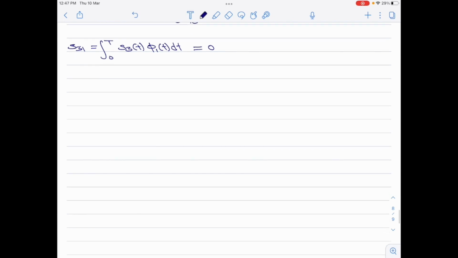Lastly, I move on to the next coefficient S32, which is given as integral 0 to T of S3 of t into phi 2 of t dt. Now, since S3 of t is defined over the interval T by 3 to capital T and phi 2 of t is defined over the interval T by 3 to 2T by 3, we need to now only integrate it over two intervals starting from T by 3 to 2T by 3 and from 2T by 3 to capital T. So, I will retain the part of the expression as it is.